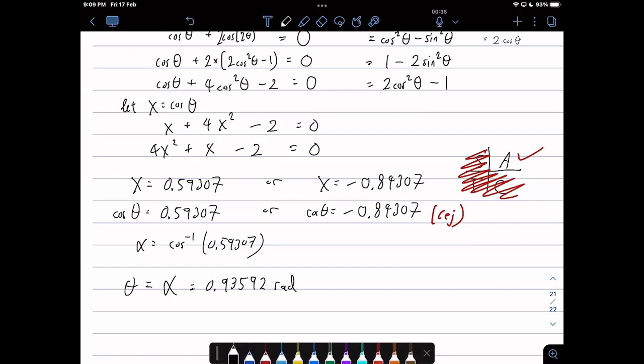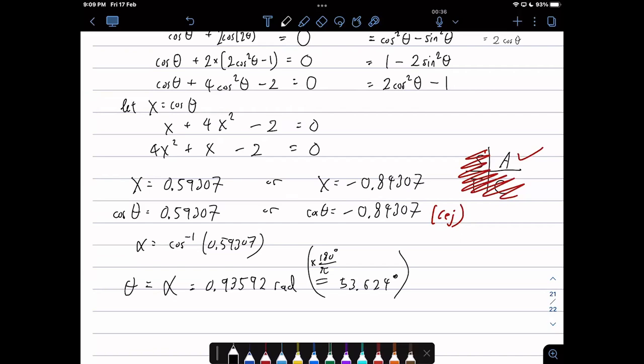Let's just convert this into degrees so we have a better gauge of what it is: times 180 over pi. This will be 53.624 degrees. This is extra. Around 53 degrees.